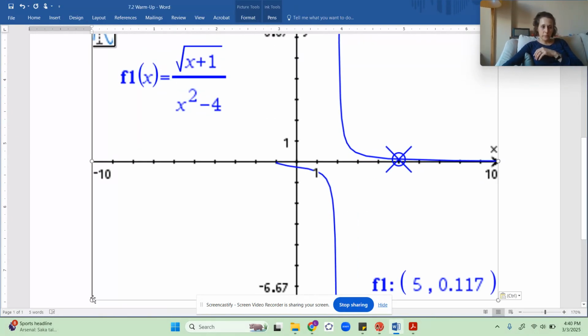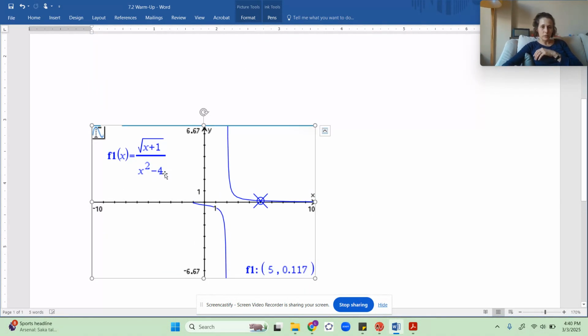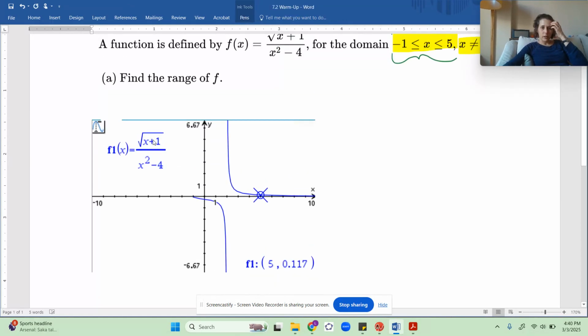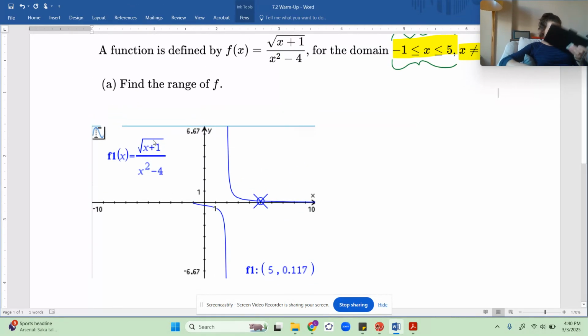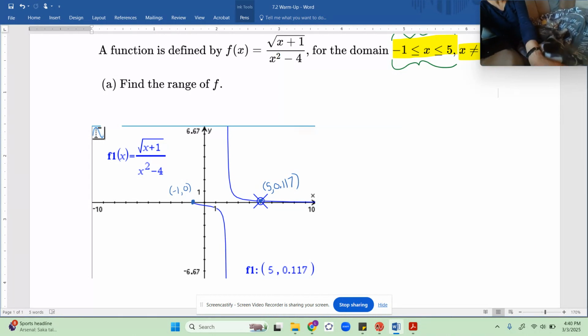Oh, a little bit too big. Okay, so if we remind ourselves, we found Menu, Trace, Graph Trace. We found the point right here is the point -1, 0. And this was the point 5, 0.117. Okay, and I have a cat playing on my lap right now, being very silly. We can't see this. There we go.